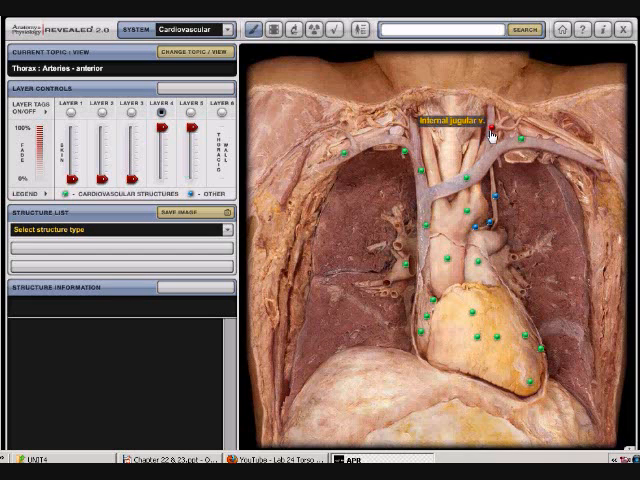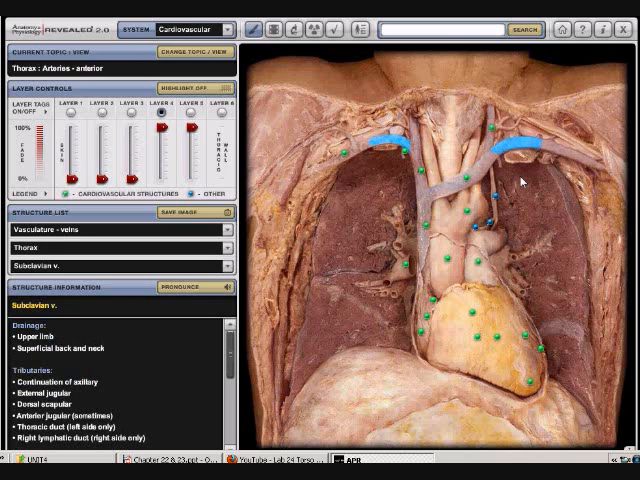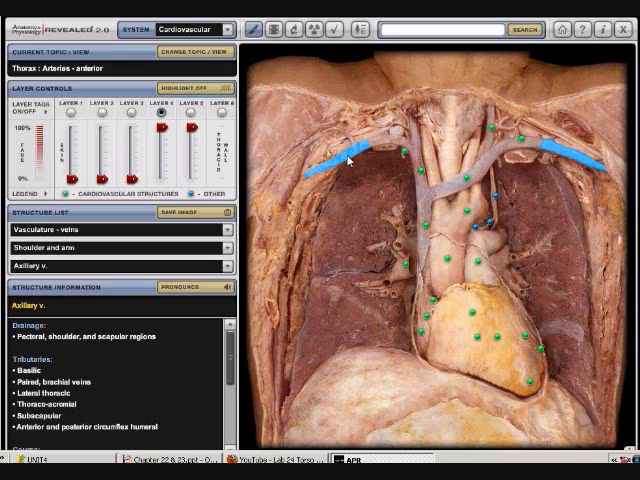Internal jugular veins, this one. Subclavian vein. Axillary vein. But it doesn't go to the cervix until the baby's born. Okay, right, fallopian tube, what are they made of? Vein. Right, brachio. It's simple.